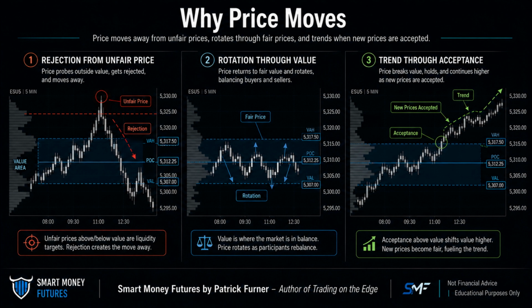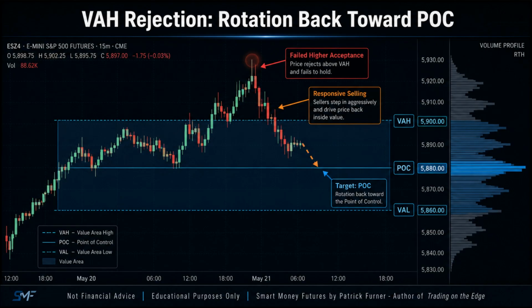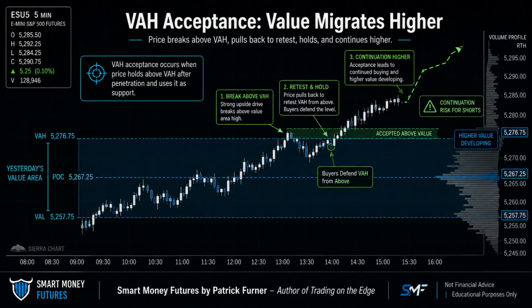So before you take a trade, ask 3 questions. First, where is value? Are we inside yesterday's value, above it, or below it? Second, what is price doing at the edge of value? Is it accepting beyond the edge or rejecting back inside? Third, is there a clean target? If price rejects VAH, POC may be the target. If price rejects VAL, POC may be the target. If price accepts outside value, the target may be continuation into the next structural level.